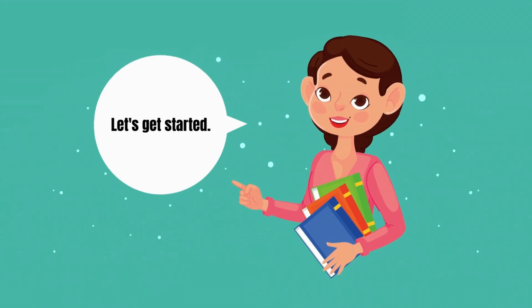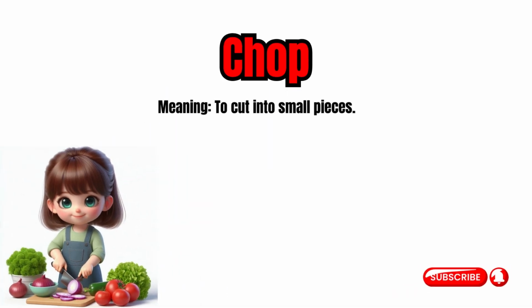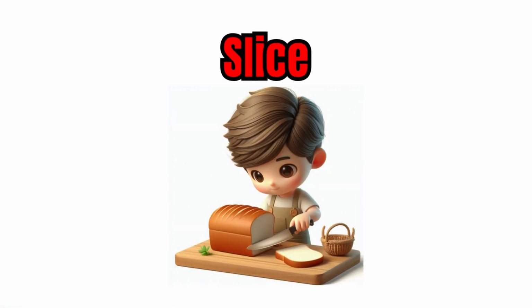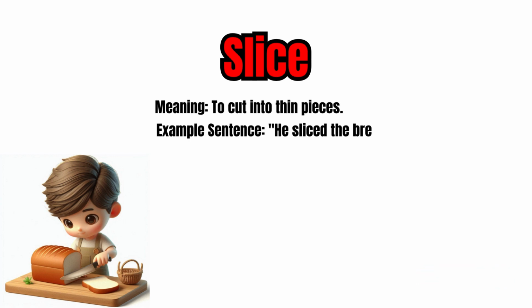Let's get started. Chop, meaning to cut into small pieces. Example sentence, she chopped the onions for the salad. Slice, meaning to cut into thin pieces. Example sentence, he sliced the bread for sandwiches.